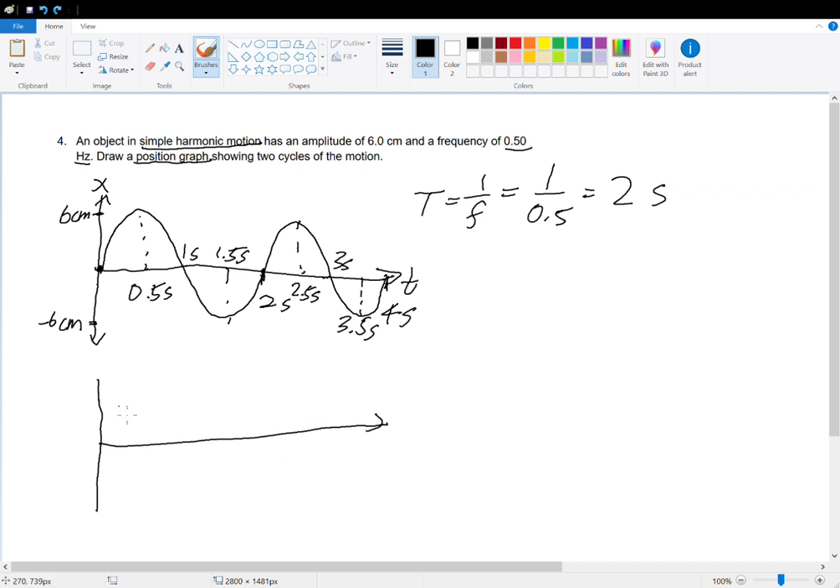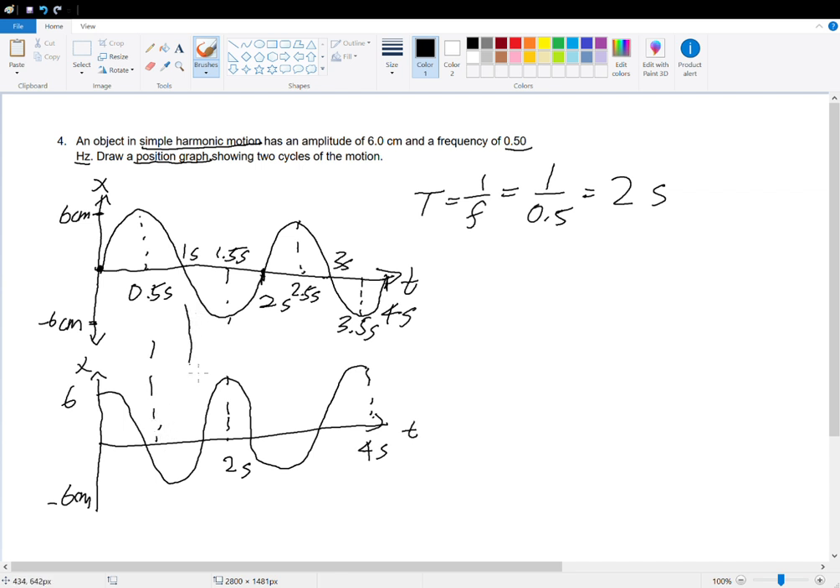Oops, let me redraw that. It's kind of sloppy. And that was 2 cycles, as you can see here. So that would be our 2 seconds, and this will be our 4th second. And this would be our x, and this would be our t. And all these other labels will be the same here at 6, and here at -6. I don't want to do all the rest, because it's pretty much all the same. This is 0.5 over here. This is 1 over here. All right, that's that.